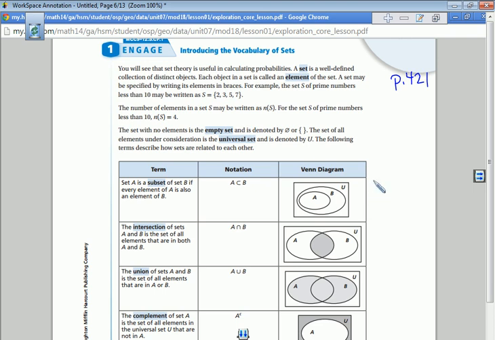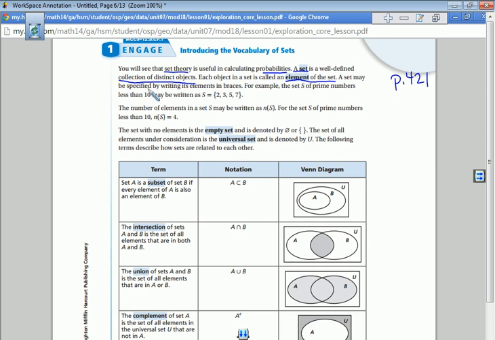Okay, so what we're going to look at is set theory, and that is helpful in calculating our probabilities. So a set, what is a set? It's a well-defined collection of distinct objects. And many times for us in mathematics, those distinct objects are numbers. Okay? So each object in the set is called an element of the set. So I'll refer to elements of the set, and those are just things that belong in that set, the numbers that are in that set.